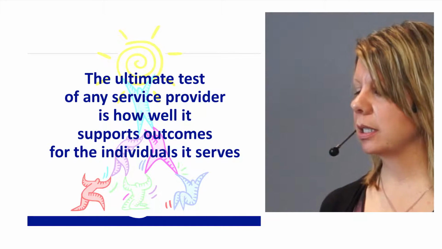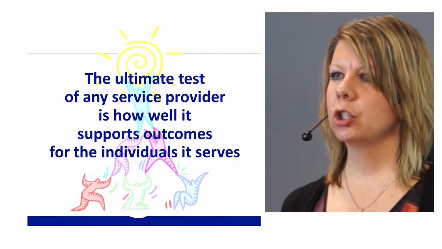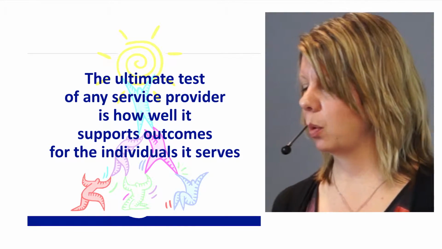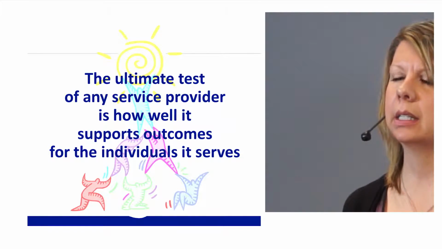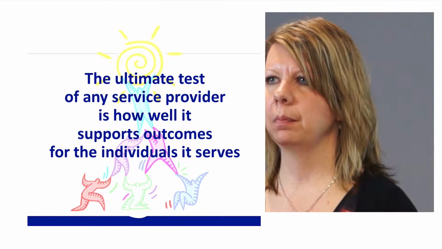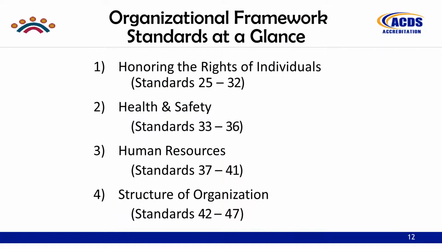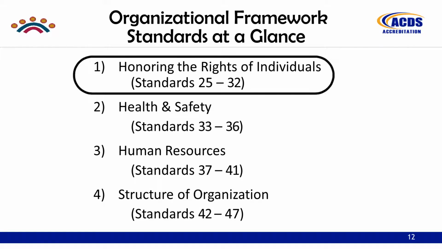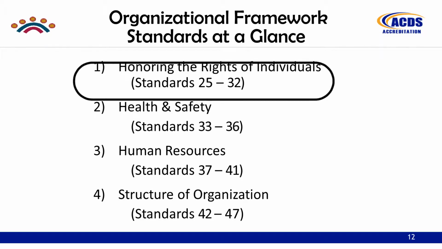Accreditation, as I mentioned, is a quality assurance mechanism that shows how well an organization supports the quality of life outcomes for the individuals and supports staff in their efforts to meet that. The organizational framework section is broken into 4 sections. The first section, Honoring Rights of Individuals, focuses on the intake process, confidentiality, concern resolution, and behaviors of concern.